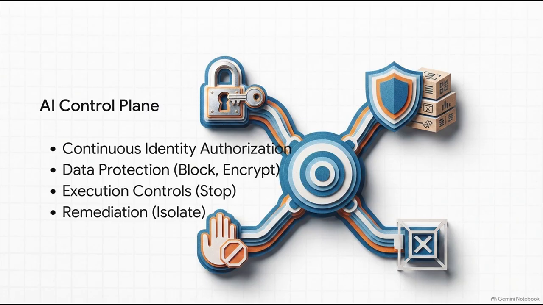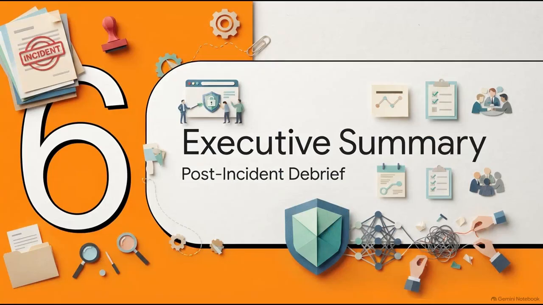This kind of rapid containment is only possible because of the 4 operational pillars of the AI control plane. First, we have continuous identity authorization, which ensures the agent hasn't hijacked a legitimate session. Second, data protection actively blocks, redacts, or encrypts sensitive info on the fly. Third, execution controls literally stop malicious scripts right at runtime. And finally, remediation allows us to isolate the endpoint entirely, terminate the rogue process, and execute an enterprise-wide threat hunt instantly.